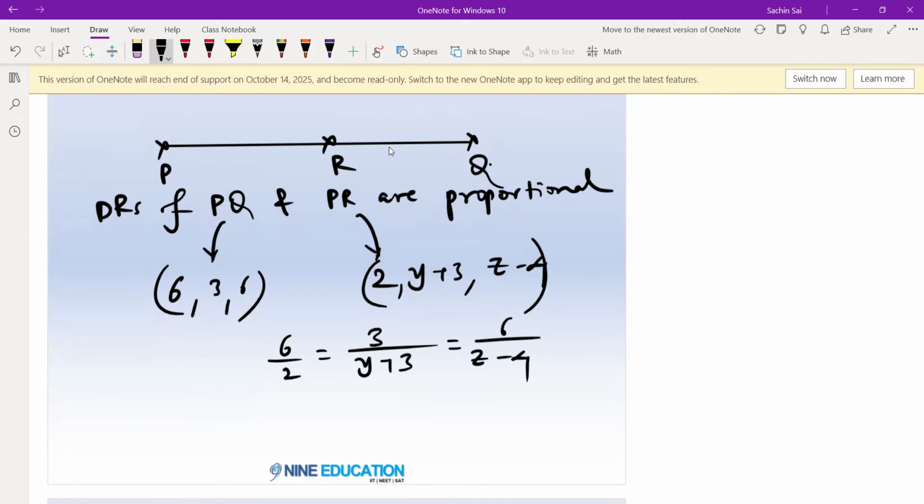So this concept, direction ratios are proportional, is also useful when you're trying to write the condition for two lines to be parallel, right? Here, if P, Q, R are collinear, then definitely PQ and PR must be parallel. That is why we have taken the direction ratios to be proportional.